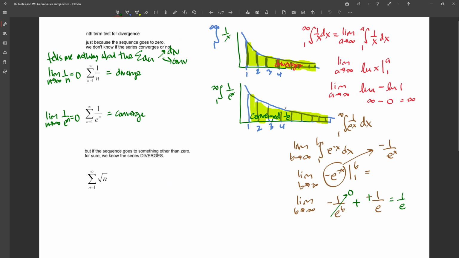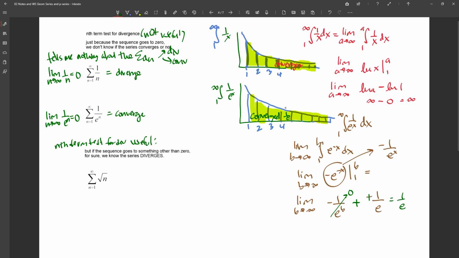But if the sequence goes to something other than 0, then this helps us. So this is where the nth term test for divergence helps. Test for divergence is useful here. Okay, this is where it's useful. Okay, not useful here. Not useful.